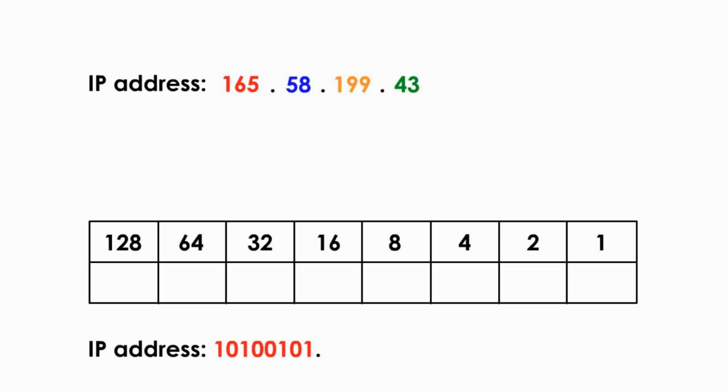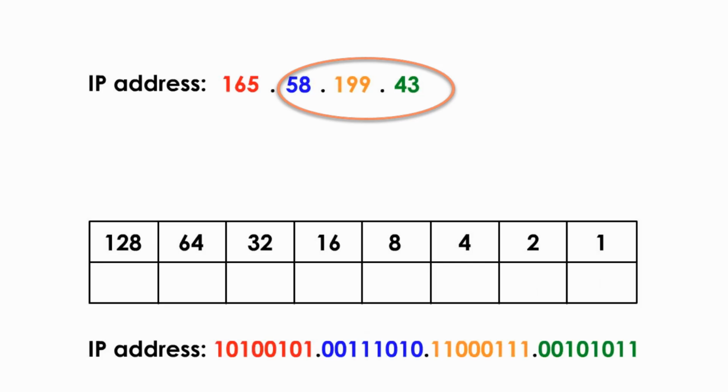10100101. We can use the same repeated find and subtract process to convert the rest of the 3 decimal numbers into their binary equivalents. And you can try them yourself. Here are the solutions for your reference. Method 1 is a little bit tedious.